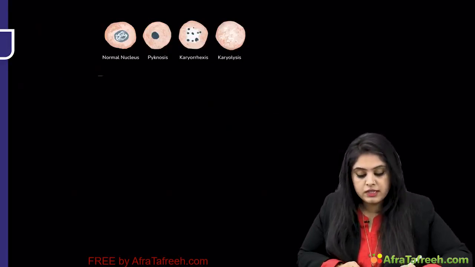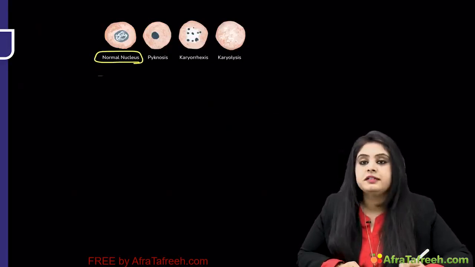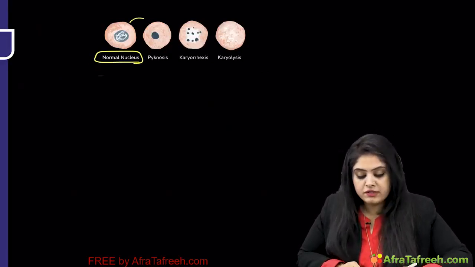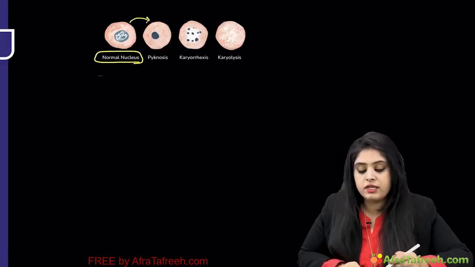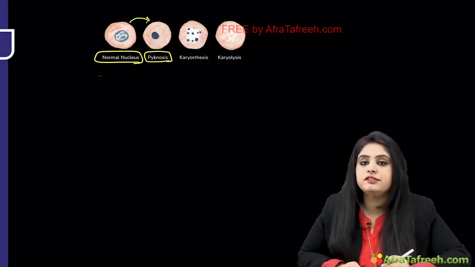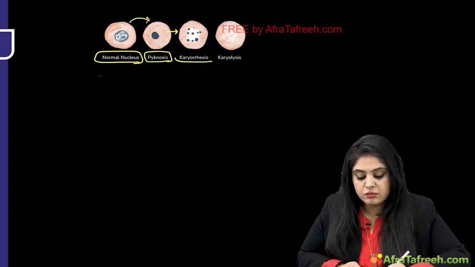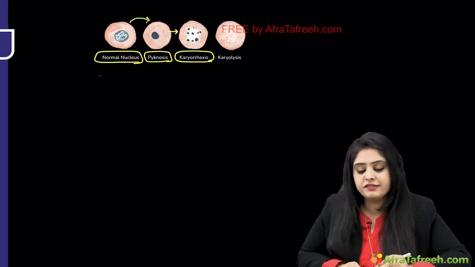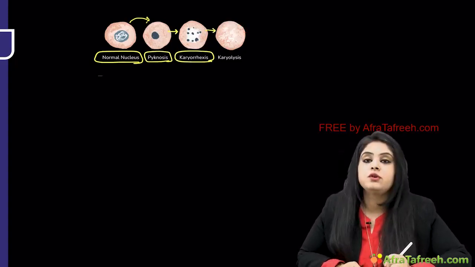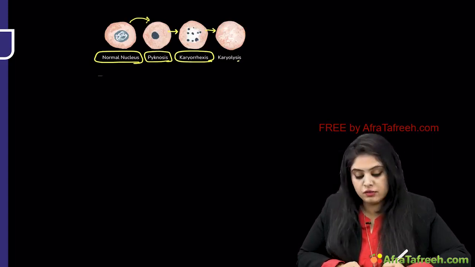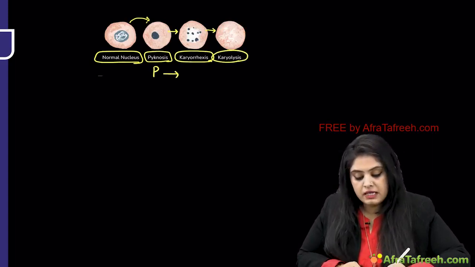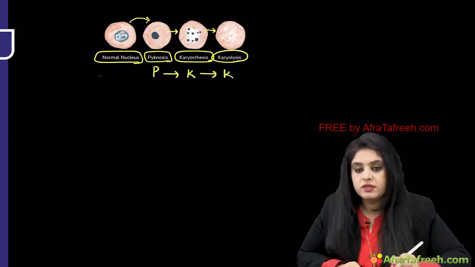So look at this over here. Here you can see the normal nucleus. Further, what you can visualize over here is how the nucleus is becoming a little smaller and condensed. So you'll call it pycnosis. Next, you can see how the nucleus is breaking. So you'll call it karyorhexis. And finally, the nucleus has dissolved out, and that is karyolysis. So remember, as I said, PKK is going to be your mnemonic.